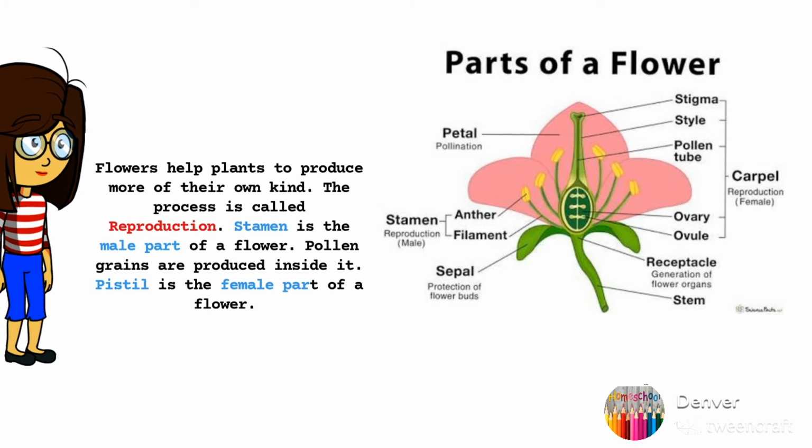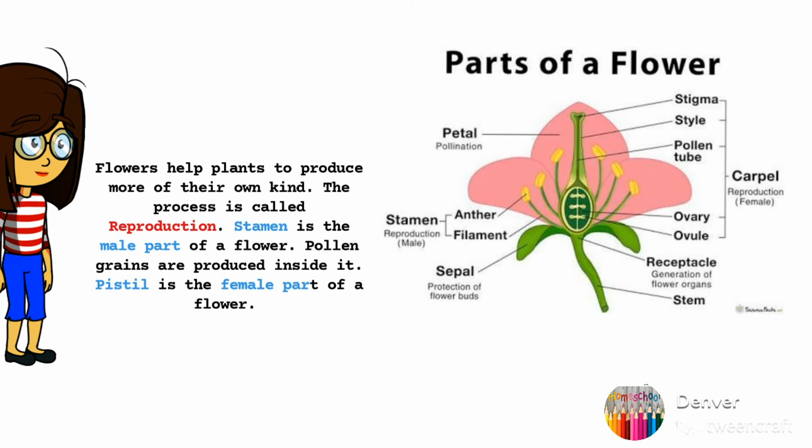Now let us see the parts of a flower. Flowers help plants to produce more of their own kind. The process is called reproduction. To produce more plants of the same type is called reproduction. Now, stamen is the male part of a flower. It consists of anther and filament. You can see in the picture anther and filament. It is the male part known as stamen. Pollen grains are produced inside it.